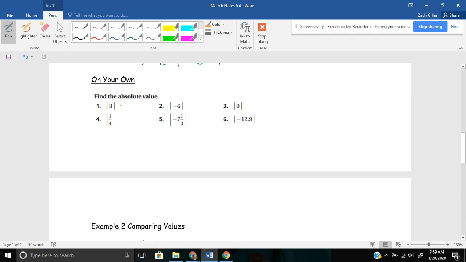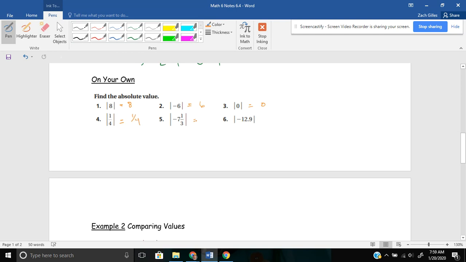Okay, hopefully you did all right with these and you're realizing that you can get through them quick. The absolute value of 8 is 8 away from 0. -6 is 6 away from 0. 0 is 0 away from 0. It's not any distance away from 0. 1/4 or a quarter is a quarter away from 0.